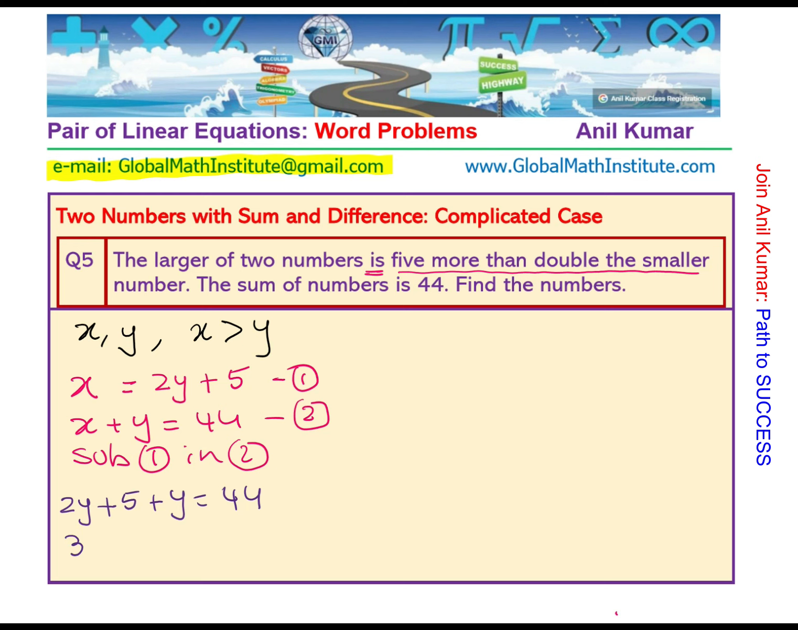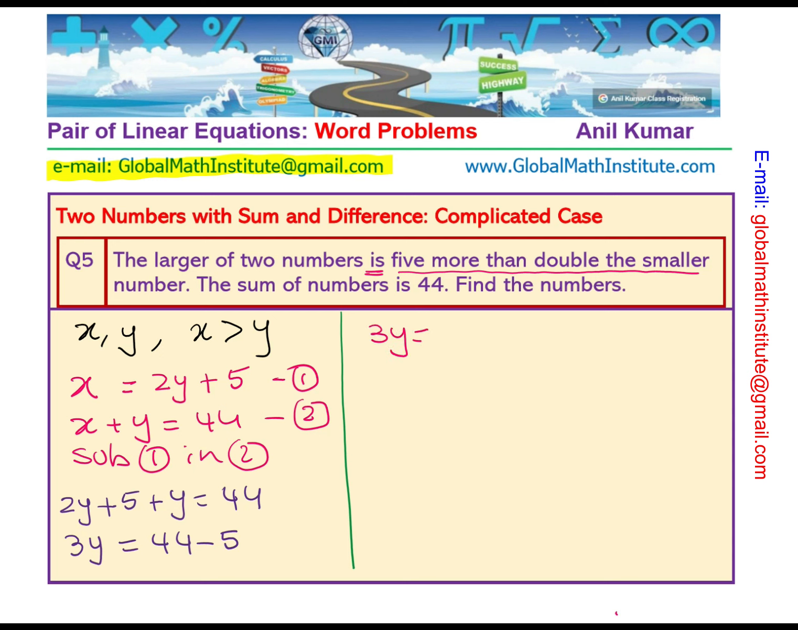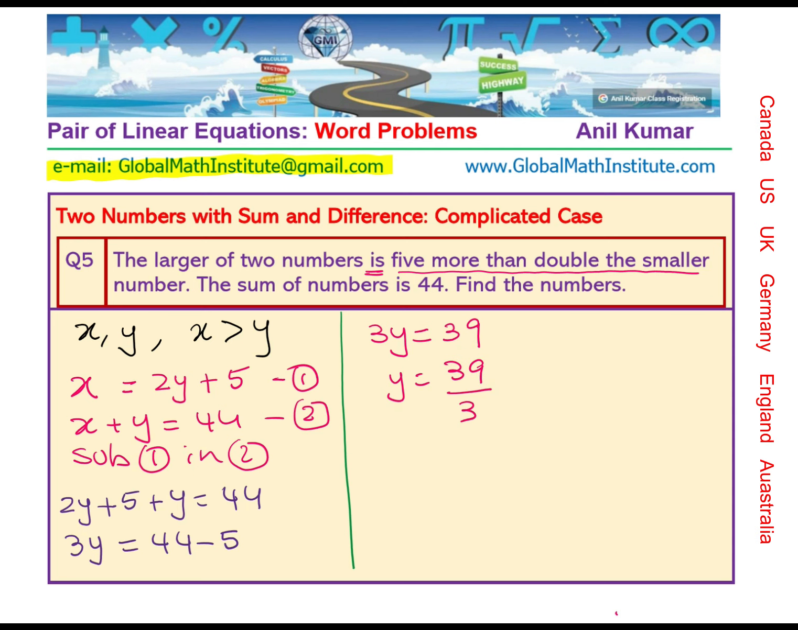So 2y plus y is 3y, and take 5 on the other side, correct? And that brings you to the value of y as 3y equals 44 minus 5 is 39. So y should be 39 divided by 3. So y is equal to 13.